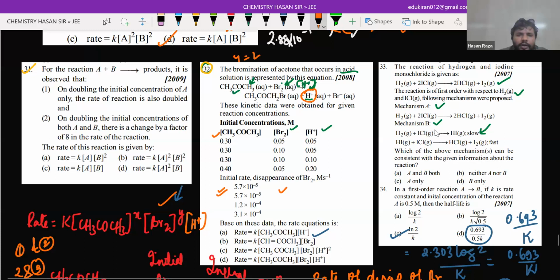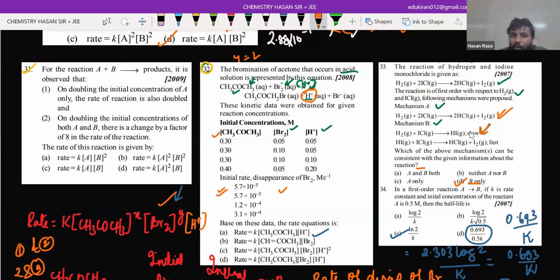So to determine the rate of any reaction, you need to have the mechanism, and in the mechanism, if it is a complex reaction with more than one step, the slow step must be determined. In this one there is no slow step, so the mechanism that can be consistent with the given information about the reaction is B only.